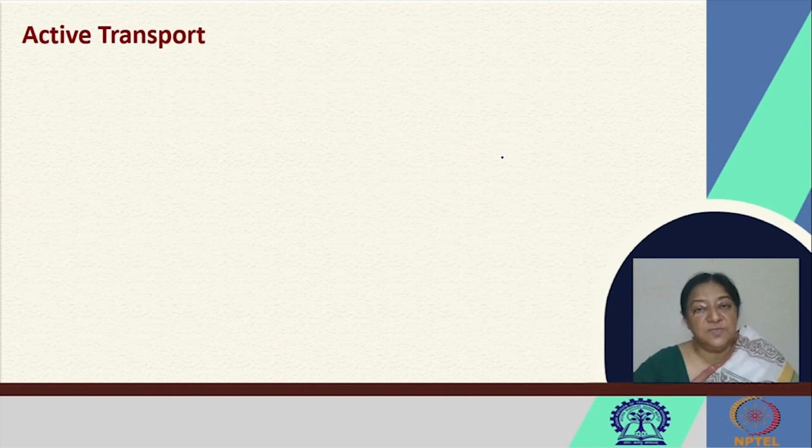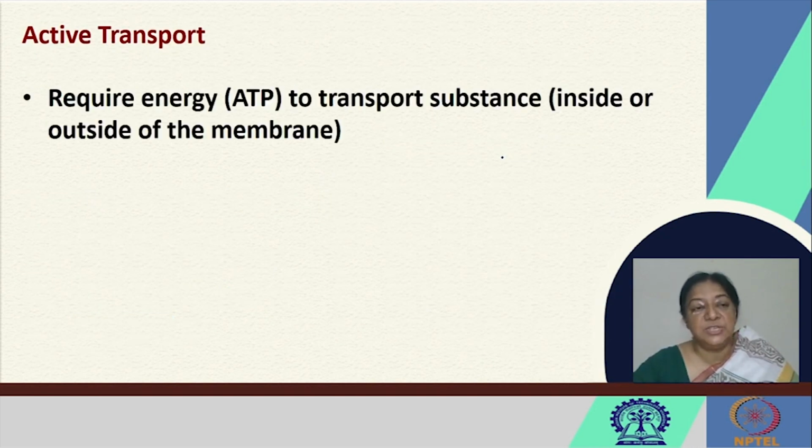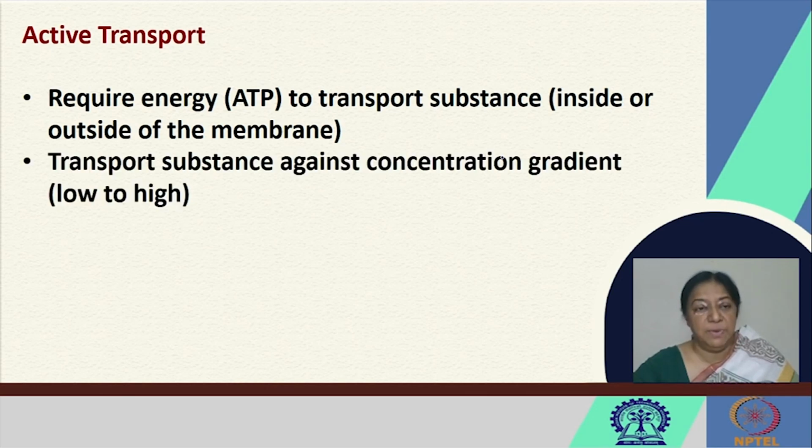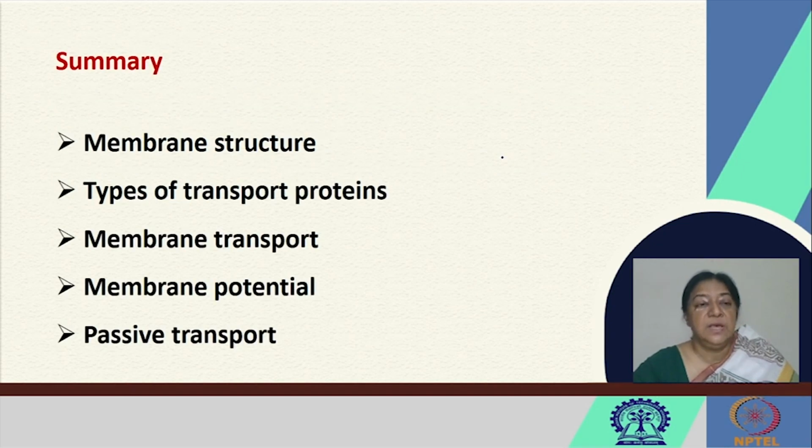In active transport, which we will visit in the next lecture, it requires energy, ATP, to transport the substance, whatever small polar molecules or whatever ions, from the inside or outside of the membrane. And this transports substances against a concentration gradient.